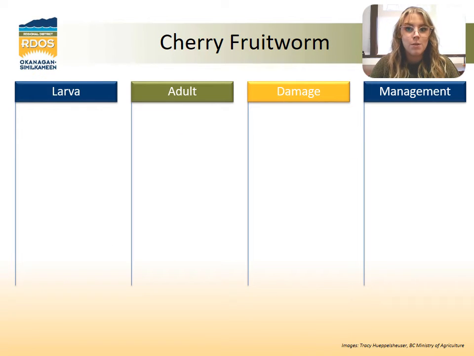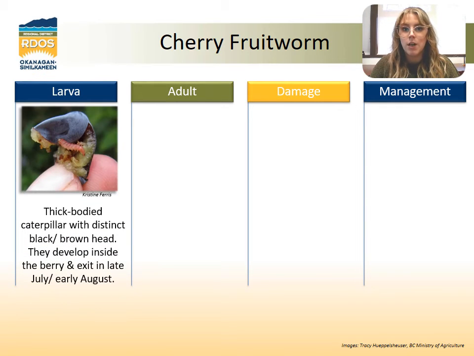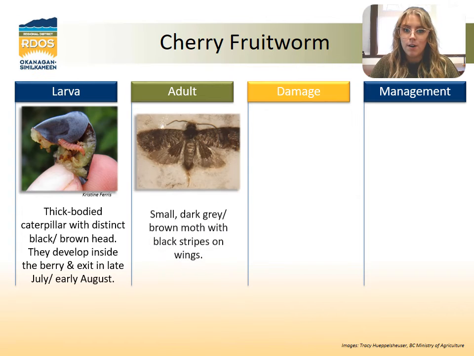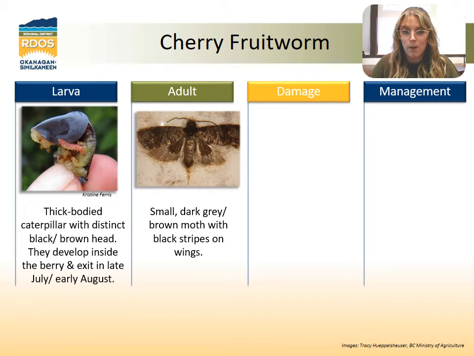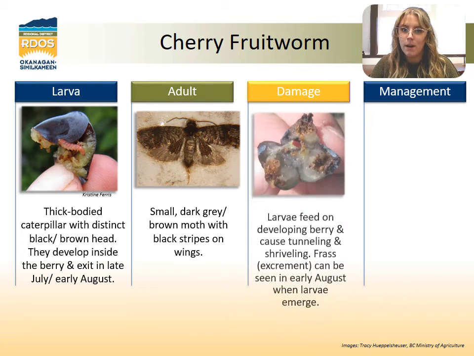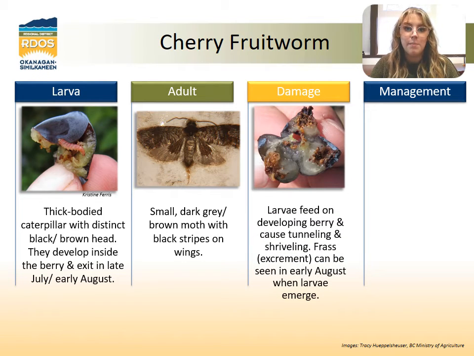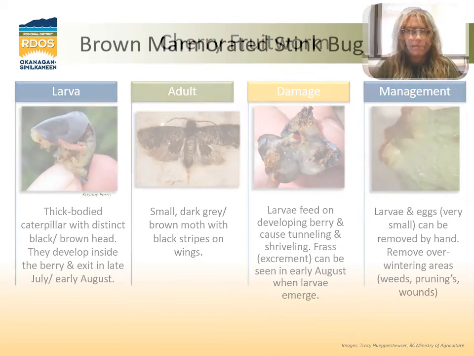The cherry fruitworm should be looked out for and is distinguished by its thick-bodied caterpillar with a dark brown or black head that develops inside the berry and exits in late July and early August. The adults are not commonly seen but are a dark gray or brown moth with black stripes on the wings. The damage seen is mostly by tunneling and shriveling of the berry with frass presence. And to manage this pest, larvae and eggs can be removed by hand and make sure any overwintering areas like weeds, prunings, and wounds are minimized.